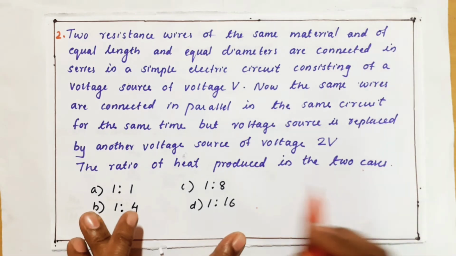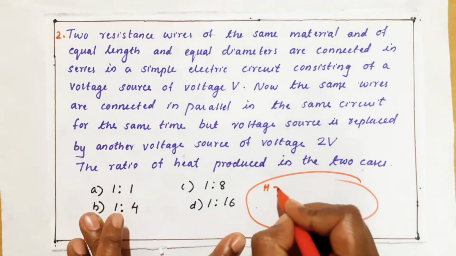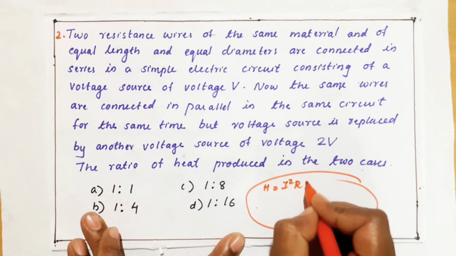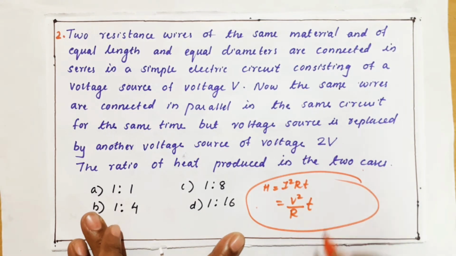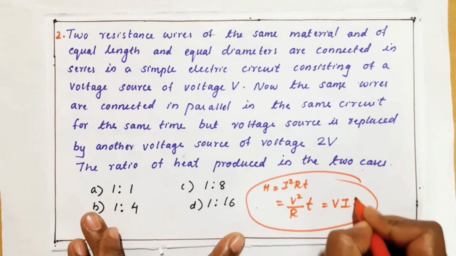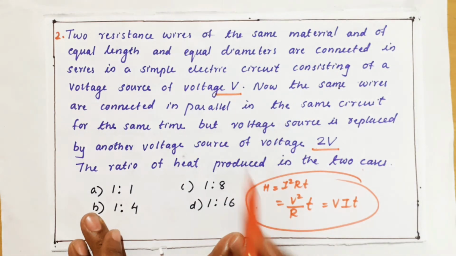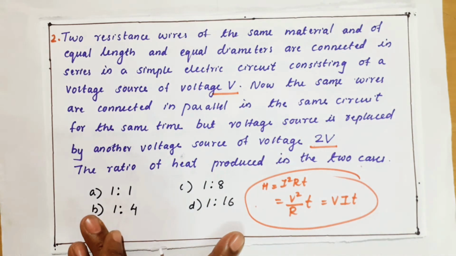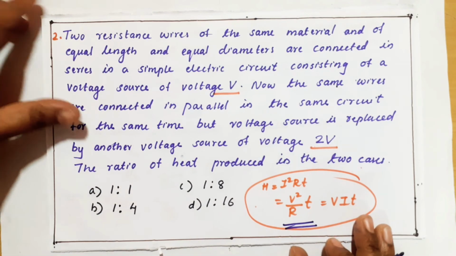Heat produced means Joule's law, which I gave you in our electricity videos. H is equal to I square RT. H is also equal to V square by R into T. It is also equal to VIT. As the question mentions the voltage and the resistance, I am using the second equation: V square by R into T.